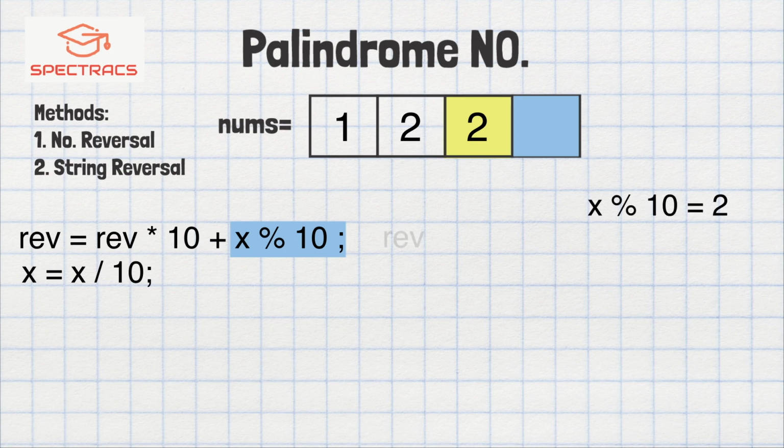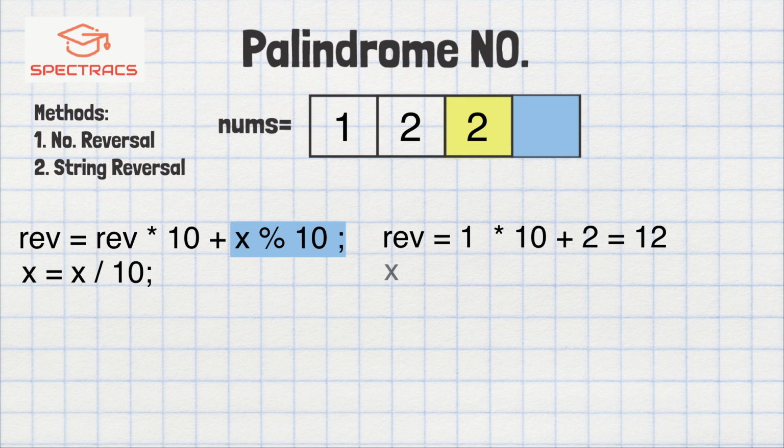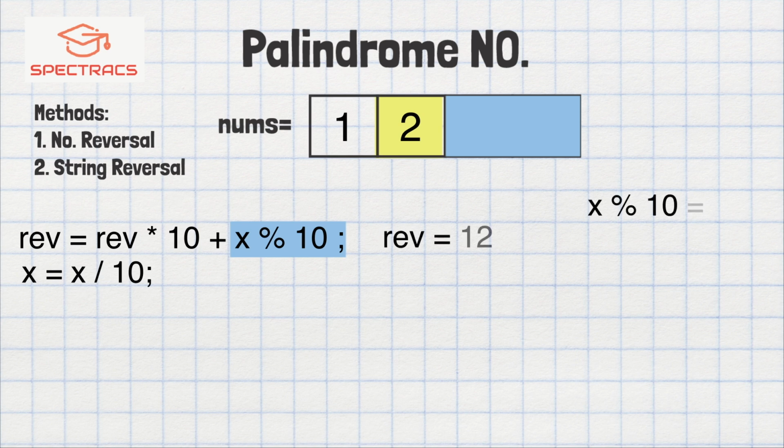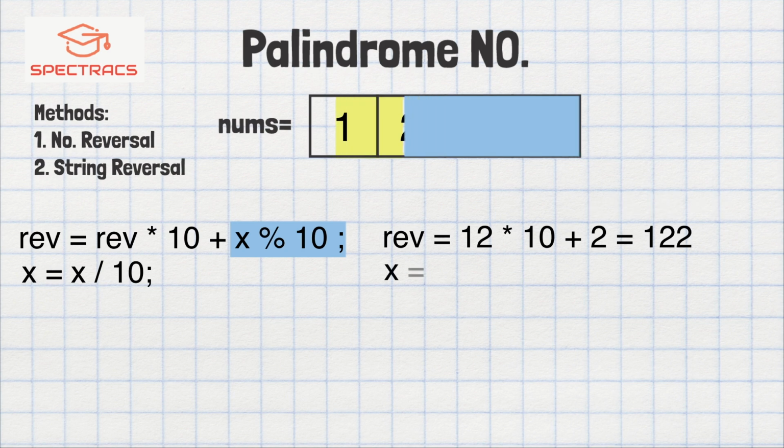Now reverse is equal to, what was the reverse we had? 1. So 1 times 10 is 10. 10 plus 2 is 12. Again we are removing the last digit. Third iteration: 12 times 10 is 120. 120 plus 2 is 122. Again we are removing that digit. Now the last remaining number is 1.